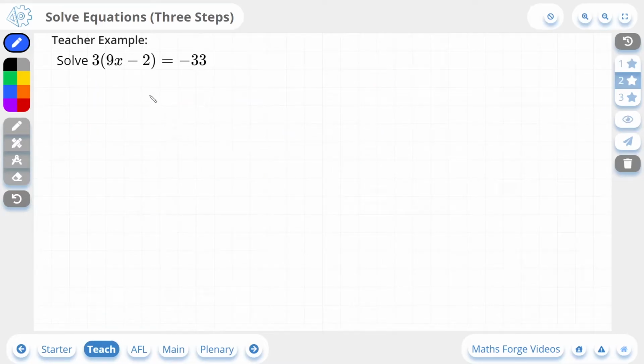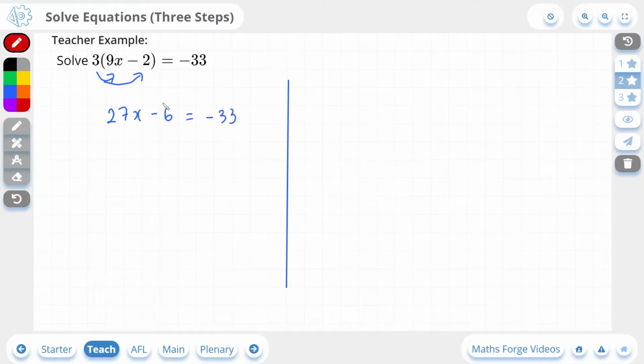Now we're going to do a 2-star example. Now this 2-star example, there are 2 ways to solve it, and I'm going to show you both of them. Choose the method that you prefer. The first step is as follows. I'm going to expand my bracket, so I'm going to multiply the 3 into both terms of the brackets. So 3 times 9x is going to be 27x, and 3 times negative 2 is going to be negative 6. And this is going to equal minus 33.